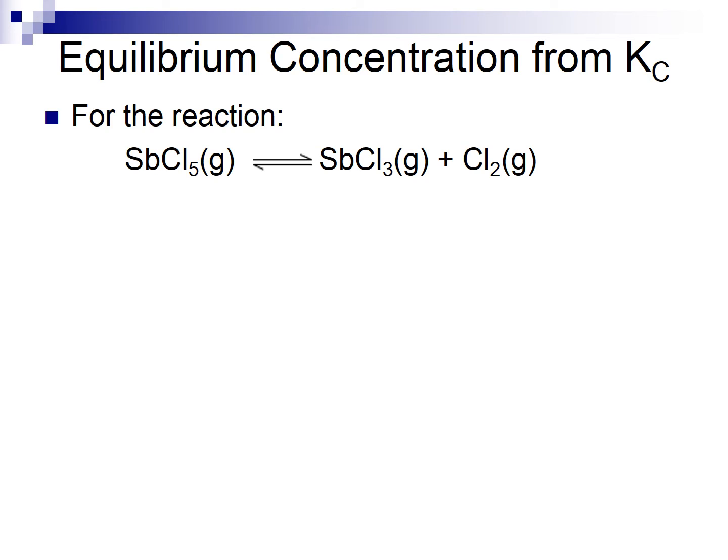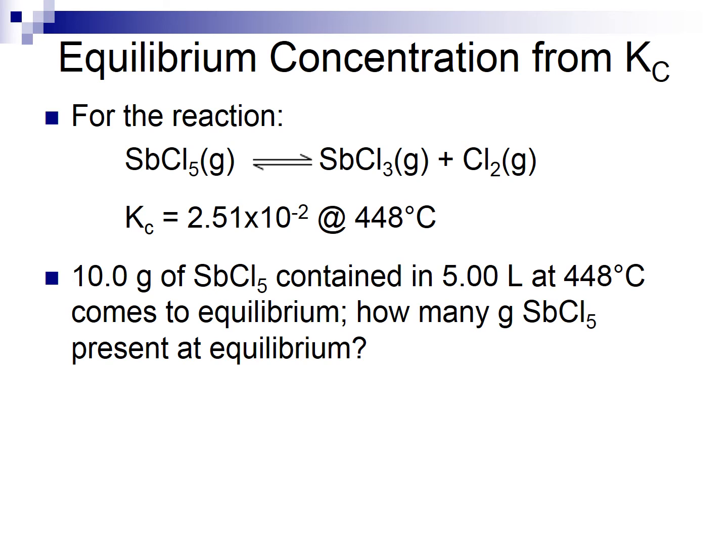For the reaction of antimony pentachloride producing antimony trichloride and chlorine, I can determine equilibrium concentrations from a Kc just like I can determine the Kc from equilibrium concentrations. It's a bit more lengthy process, but it can be done. If I have a Kc value at 448 degrees Celsius of 2.51 times 10 to the negative 2, if I take 10 grams of antimony pentachloride in a 5-liter container at this temperature and it comes to equilibrium, I want to know how many grams of antimony pentachloride will be present in the equilibrium mixture.